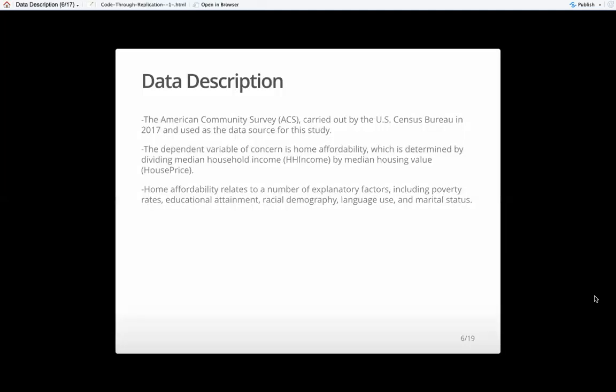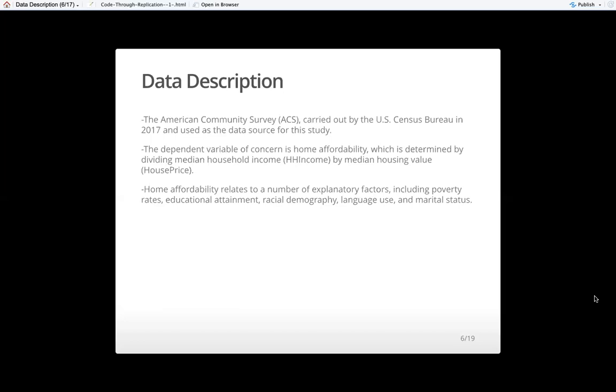Empirical framework. The data description: the American Community Survey, otherwise known as the ACS, carried out by the U.S. Census Bureau in 2017, is the data source for the study. So it was in 2017.